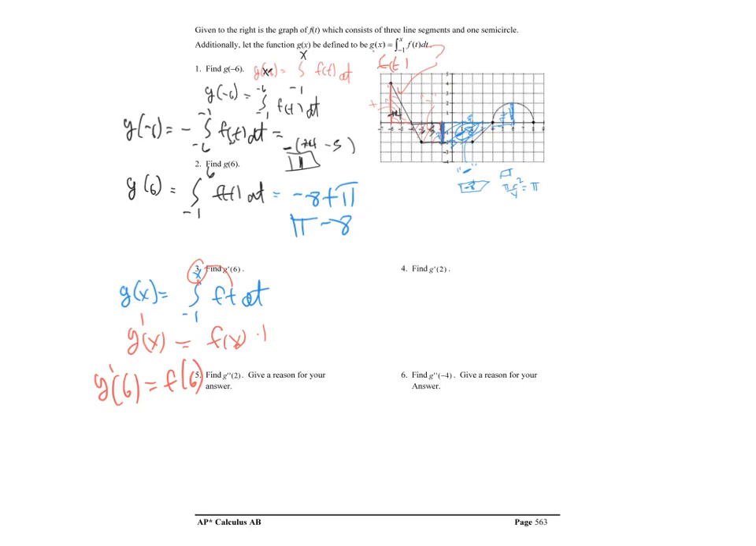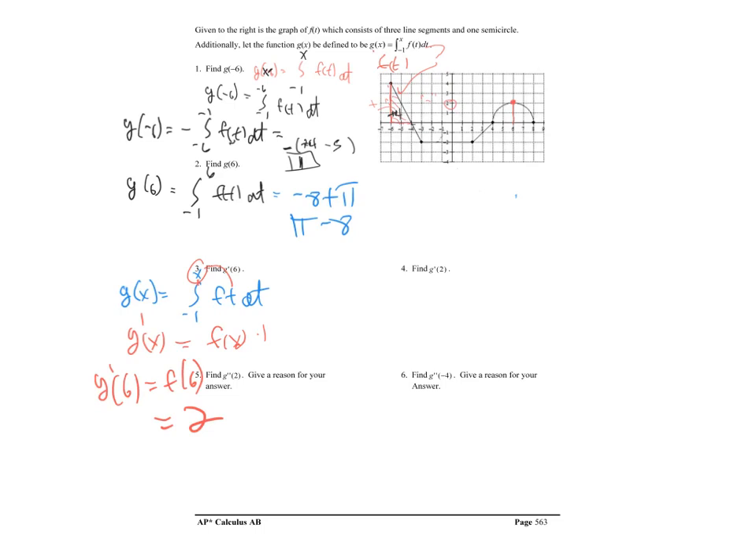Where's f of 6? Glad you asked. Let me erase all my gobbledygook. This is my picture of f, all right. So f of 6 is right here. It's a 2.